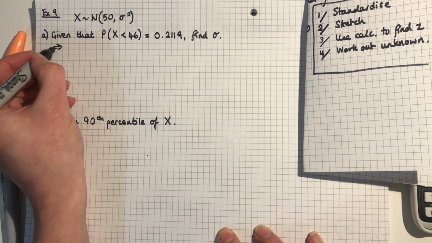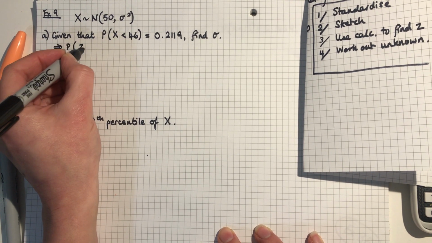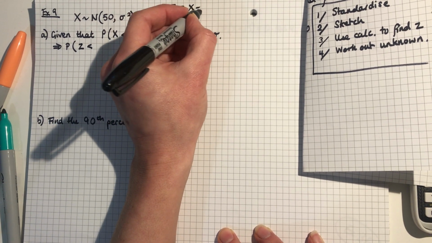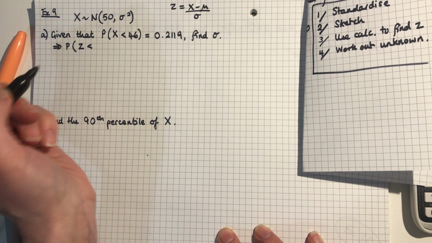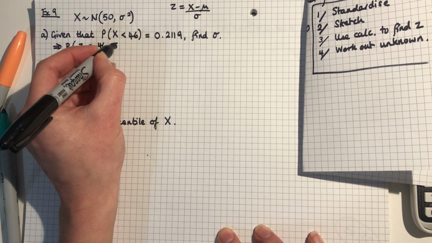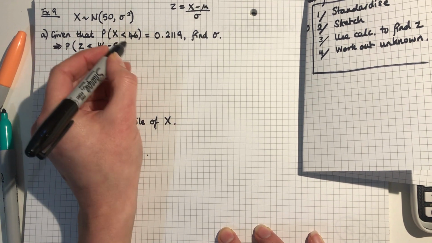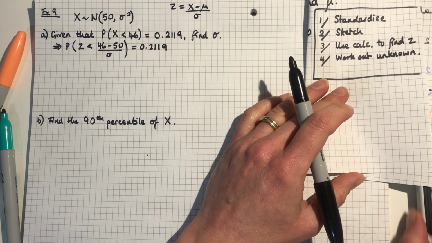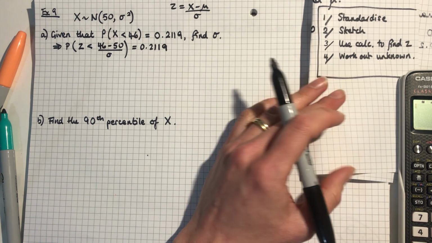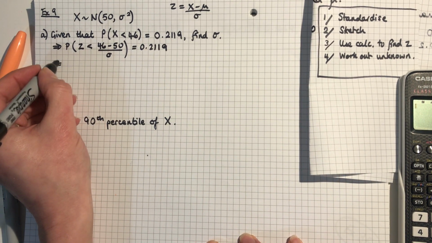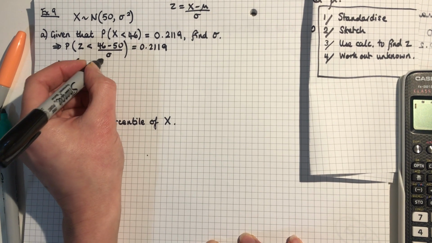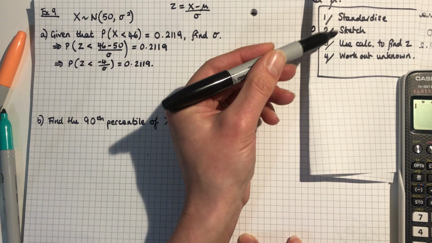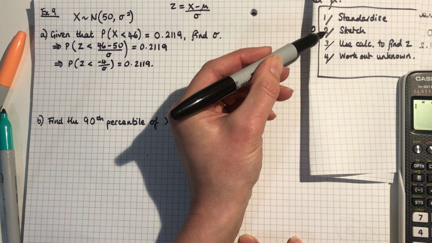So that means we take the probability statement, we turn x to z, and we apply our transformation, which, don't forget, was z is x minus the mean divided by the standard deviation. So our x value is 46 minus the mean of 50 divided by the unknown sigma, and that's 0.2119. So let's just tidy this up a little bit. 46 minus 50 is of course minus 4. So we have the probability that z is less than minus 4 over sigma is 0.2119. So we've done our standardisation and we've tidied it up. Now let's do our sketch.